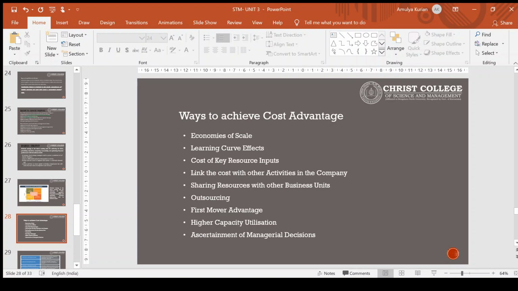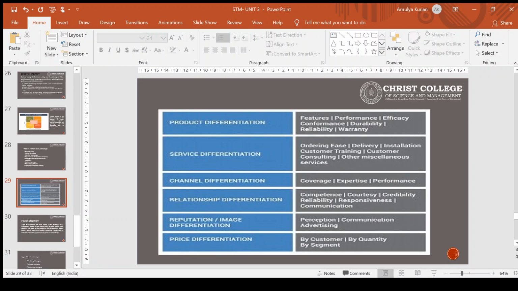The second strategy is differentiation strategy. According to Philip Kotler, differentiation is the act of designing a set of meaningful differences to distinguish the company's offerings, that is, products or services, from competitors' offerings. So it is a strategy wherein the firm seeks to create a product or service that is perceived industry wide as unique and valued by customers. There are different types of differentiation which are possible. Product differentiation, wherein you are making changes in your product, basically in features, performance, efficiency, durability, reliability, warranty, etc.